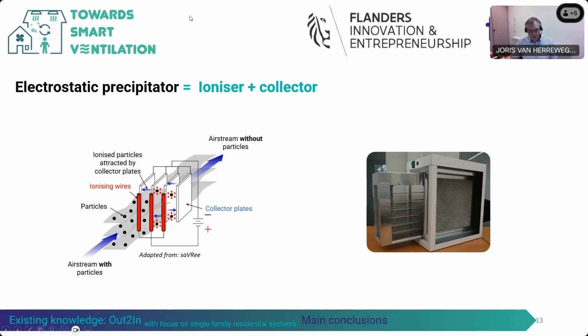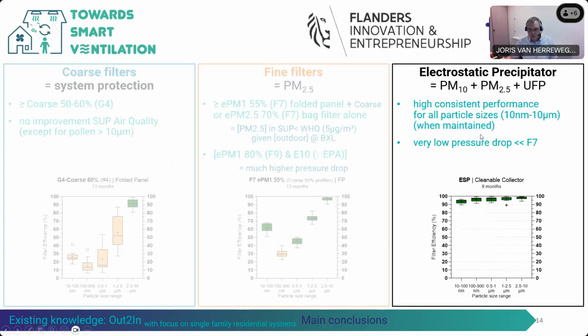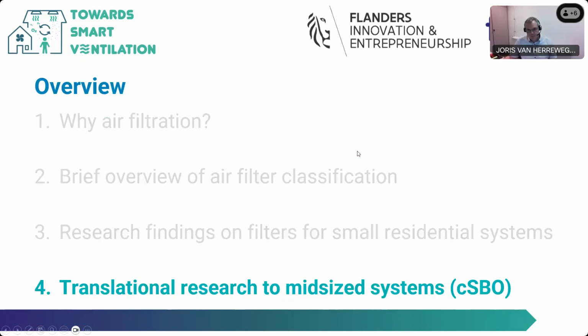We also tested these kinds of systems, and the results show us that they have a high, consistent performance on all particles within the measurement range, so from the 10 nanometer to the 10 micrometer particles. And it's also combined with a very low pressure drop when we compare it to, for example, an F7 filter. So this is a very interesting alternative to fine filters.